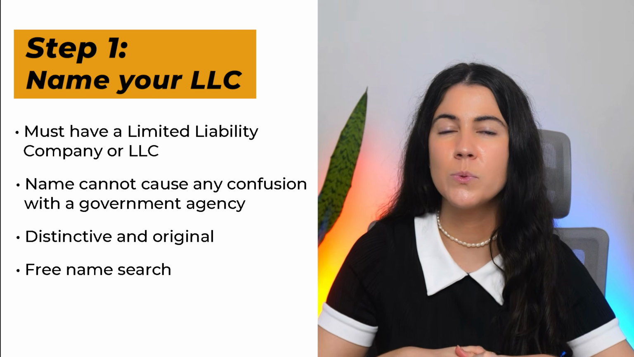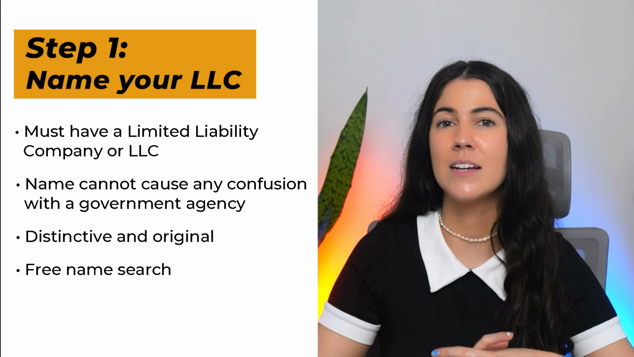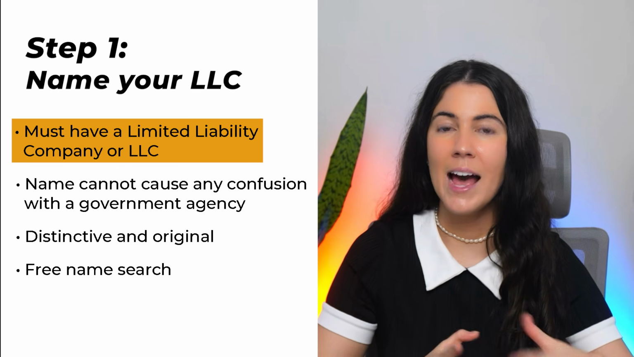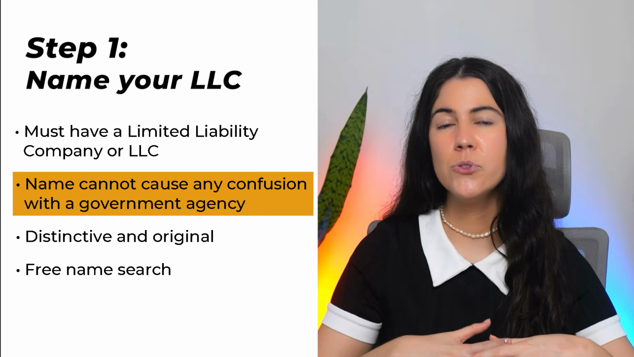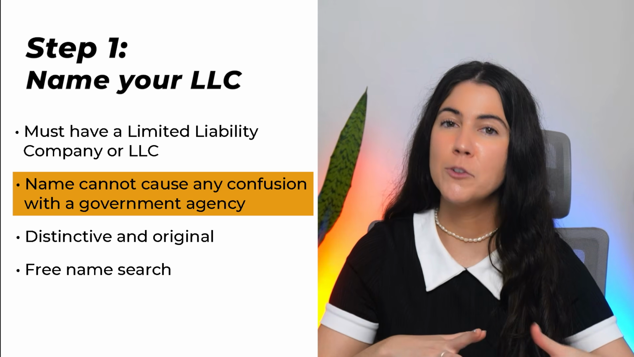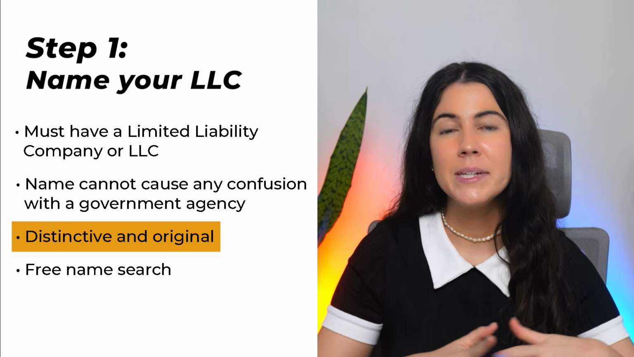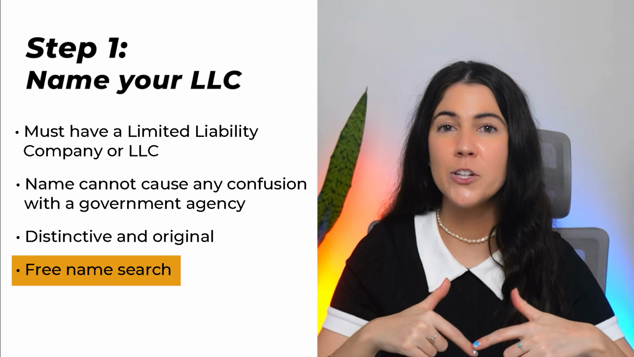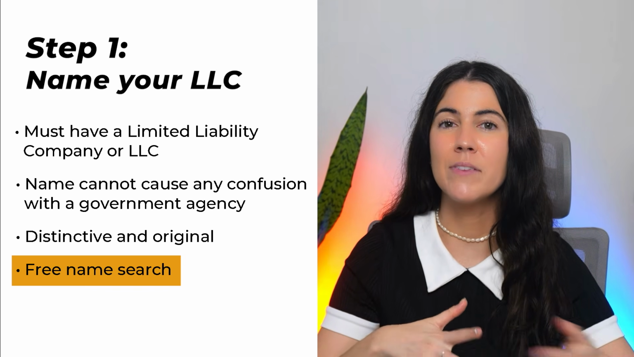Step 1 is to name your LLC. There are some rules when it comes to naming your LLC in the state of South Dakota. You must have limited liability company or LLC at the end of your name. Whatever name you choose also cannot cause any confusion with a government agency. And the name must be distinctive and original. If you want to do a free name search, you can use the link down below and you'll be able to see whether that name is available or not.